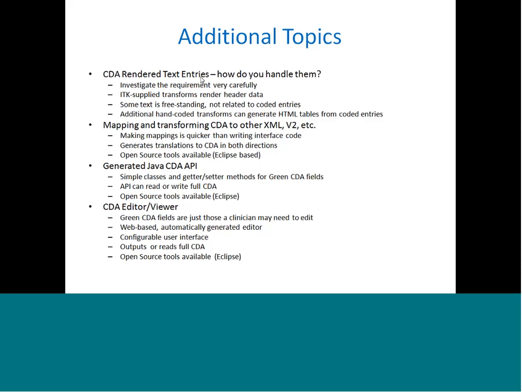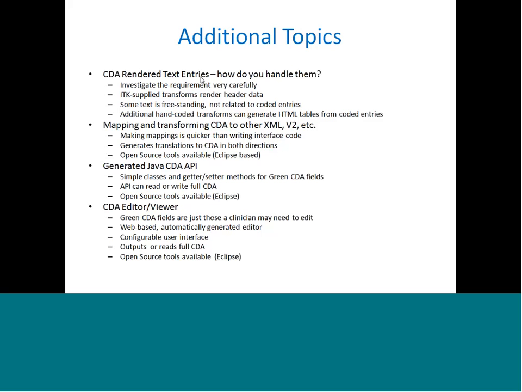Next topic is mapping and transforming CDA to other XMLs, version 2 or whatever it may be. The only point here is that the open source toolkit, which is used to create Green CDAs, is a more general mapping and transformation toolkit. And once you've generated a Green CDA, you can interface that to some application, not simply by outputting that XML and transforming it. You can also do direct mappings to that application, or you can do V2 to CDA mappings and so on.